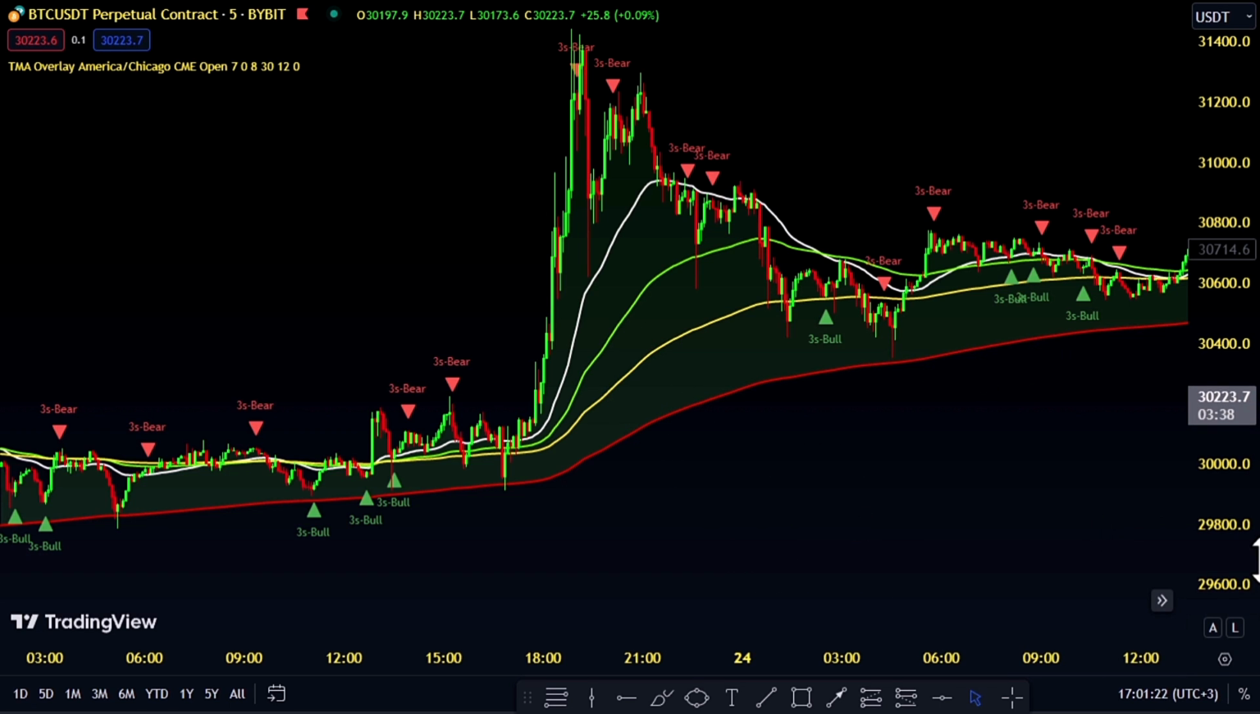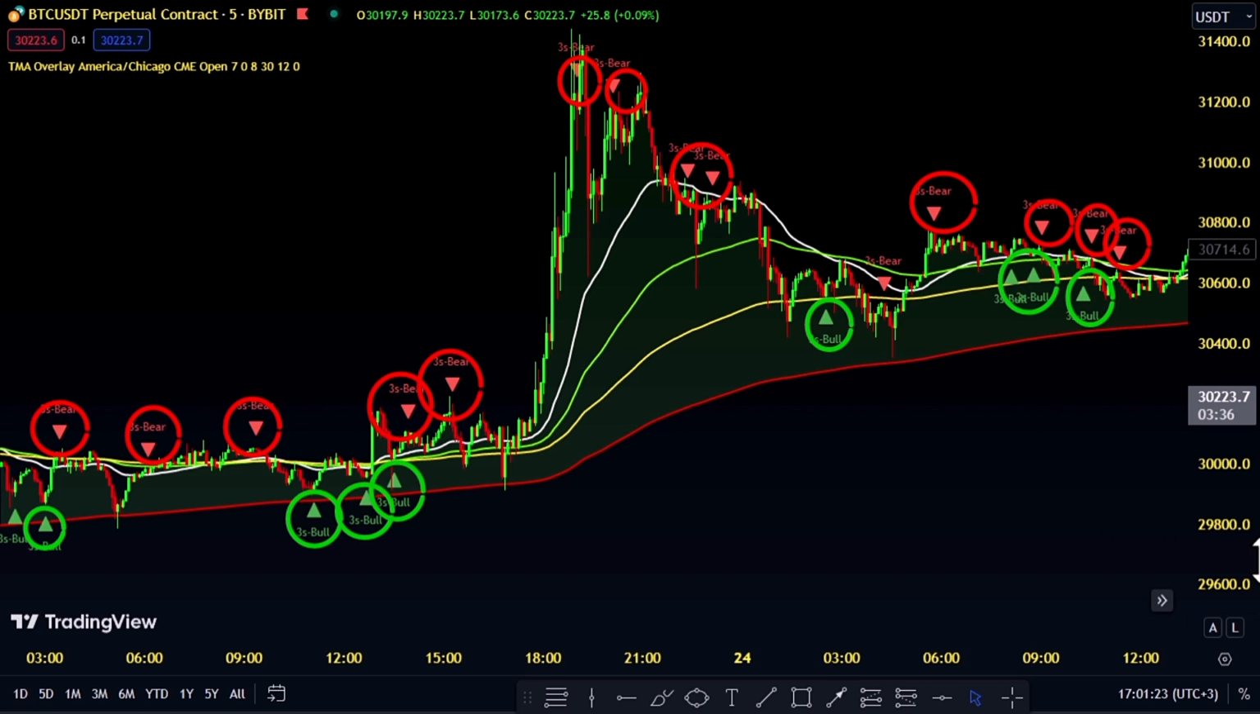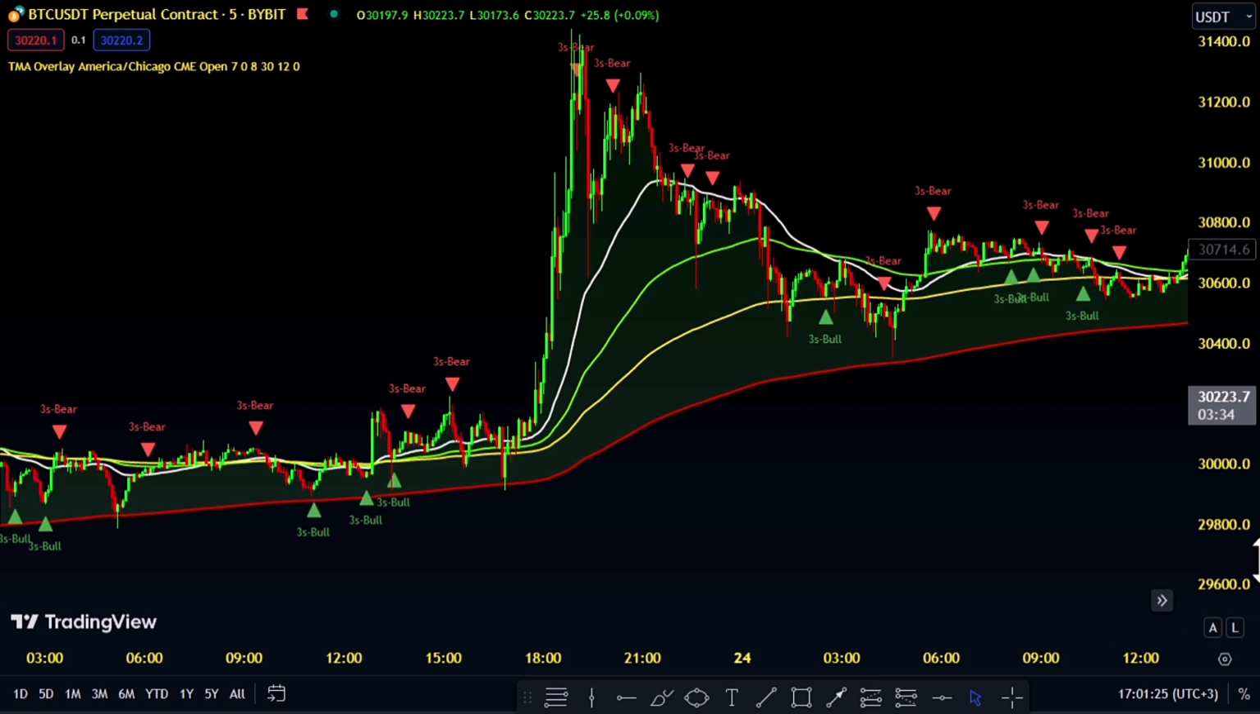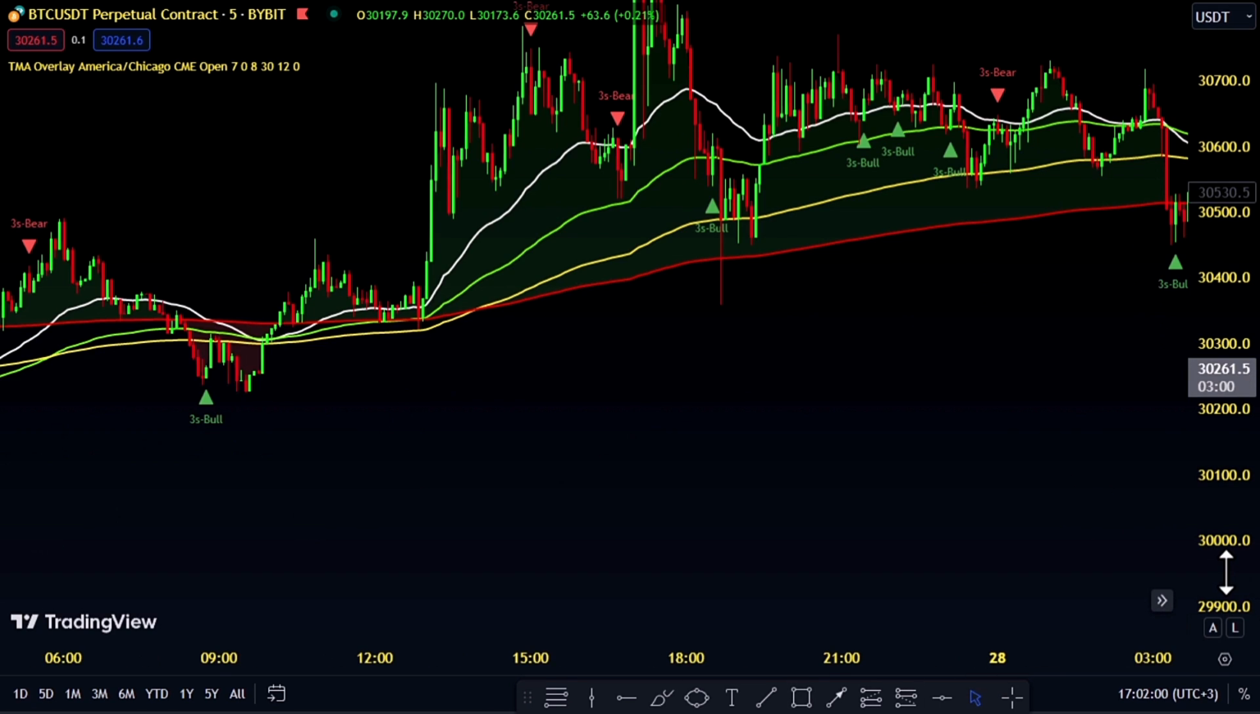The second part of the indicator is these green and red triangles. For a buy signal to appear, 3 bearish candlesticks in a row must be formed in the market. Exactly the opposite is true for a sell signal.